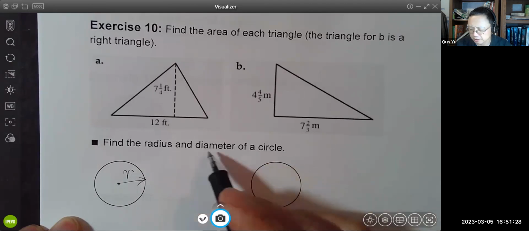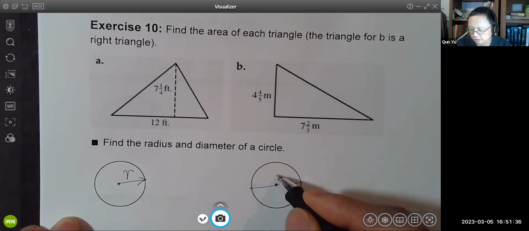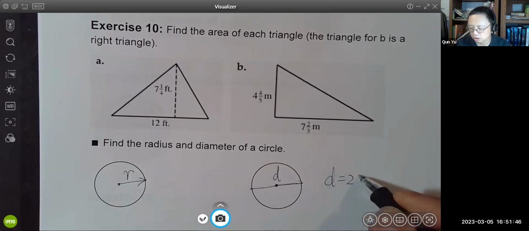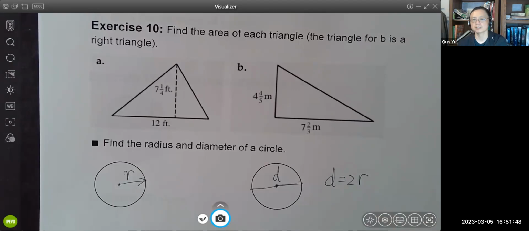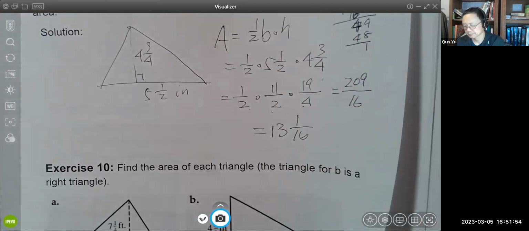What is the diameter of a circle? You go from one side to the other side of the circle through the center, and this is called the diameter. Apparently, one diameter equals 2 radius, because from here to here is a radius, from here to here is another radius. So diameter equals 2 radius. That's naturally true by definition. Okay, now move on to the next one.